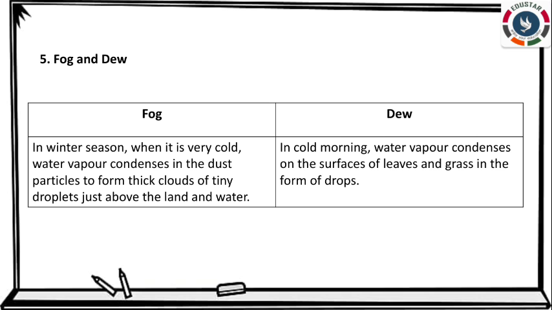So, fog and dew. Fog, in winter season, when it is very cold, water vapor condenses on the dust particles to form thick clouds of tiny droplets just above the land and water. That is called fog. In cold morning, water vapor condenses on the surface of leaves and grass in the form of drops. So these are the differences.